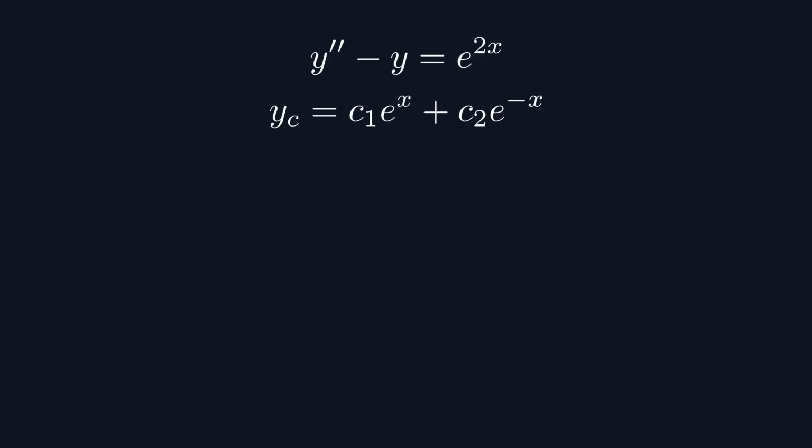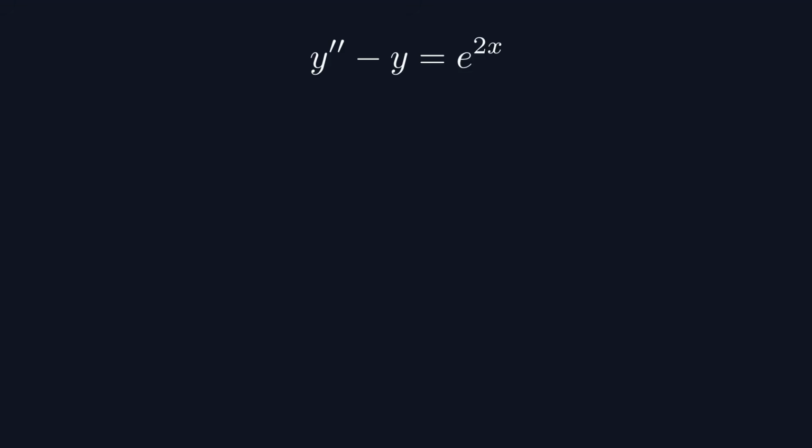Now in this method, we assume the particular solution is equal to the sum of the two linearly independent solutions, y sub 1 and y sub 2, which are obtained from y sub c, each multiplied by some unknown function, u sub 1 and u sub 2. In this case, y sub 1 equals e to the x, and y sub 2 equals e to the negative x. How do we find u sub 1 and u sub 2?